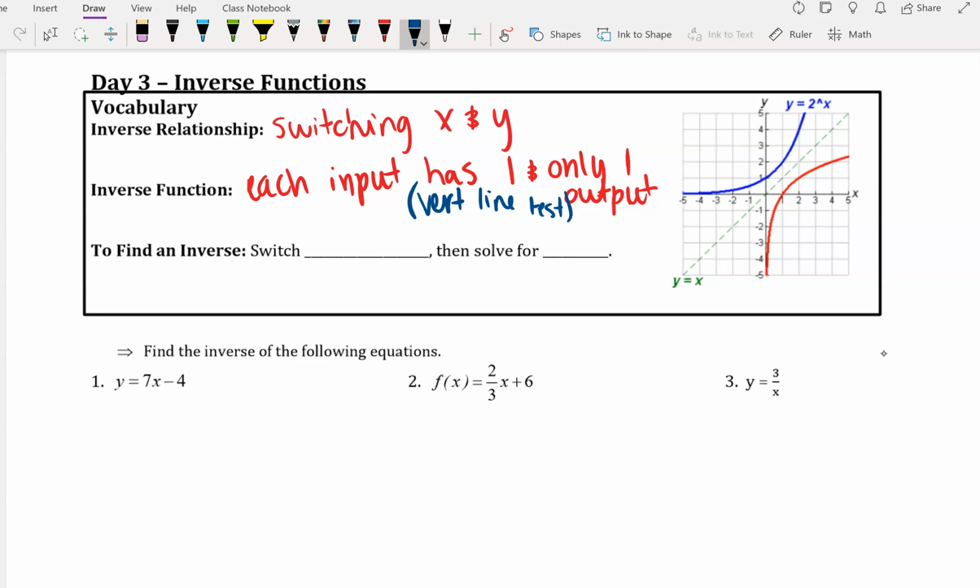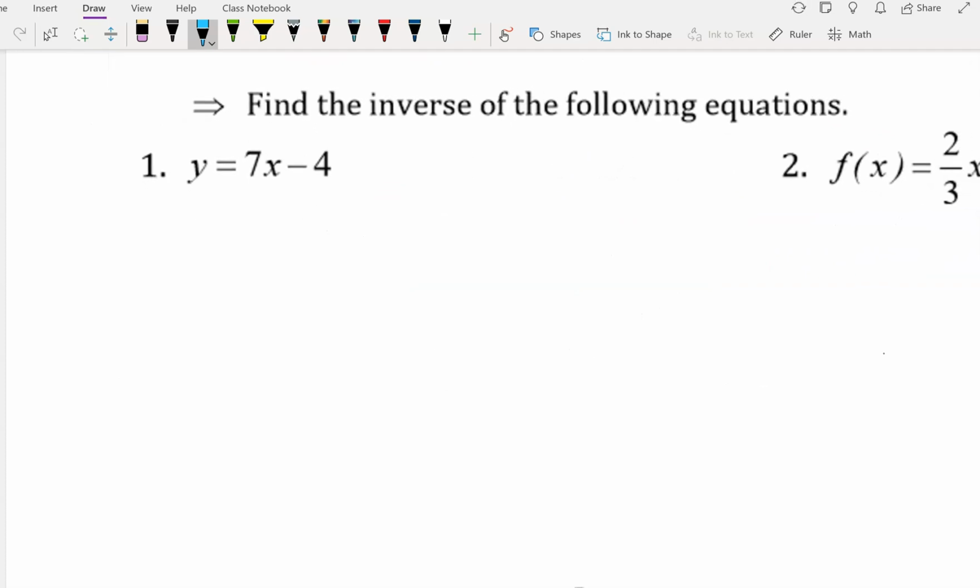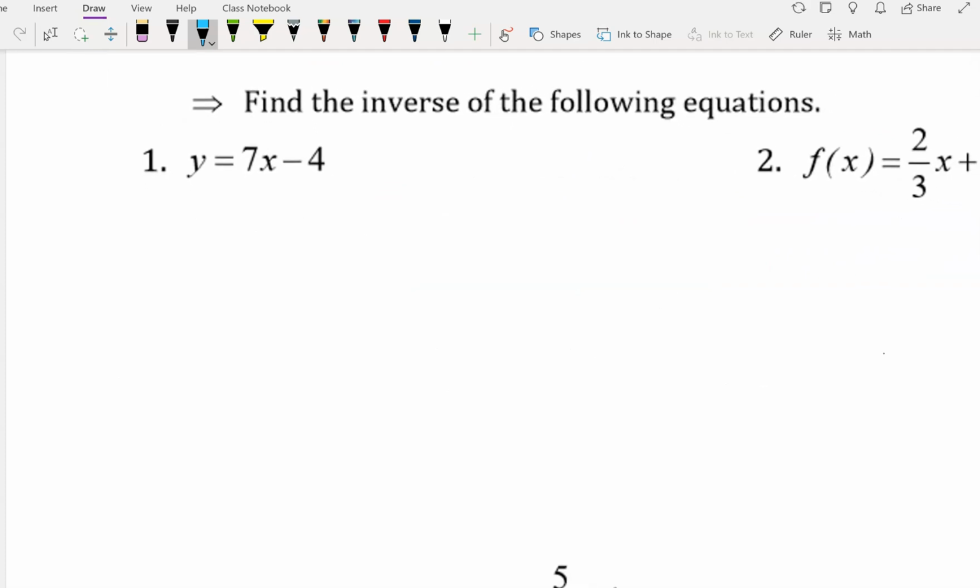All right, to find an inverse, you switch x and y, and then you solve for y. So that's the real big important thing that you need to know to find the inverse today. You're going to switch x and y, and you'll solve for y. So, inverse. Switch x and y.